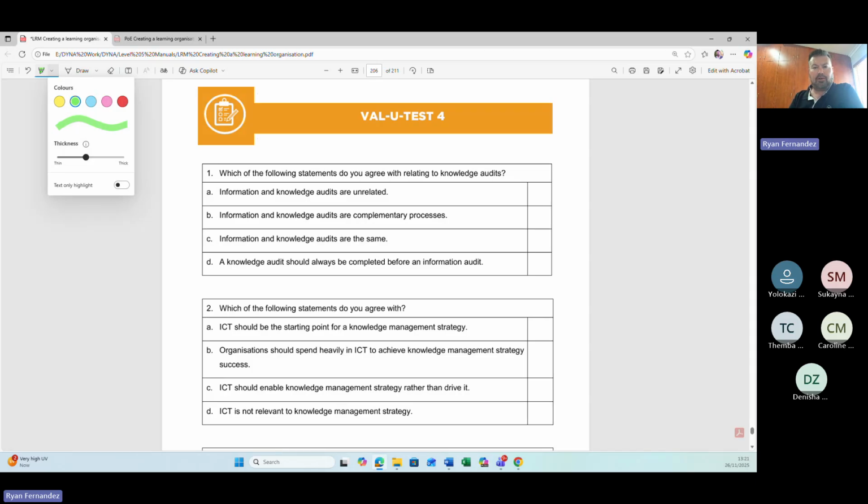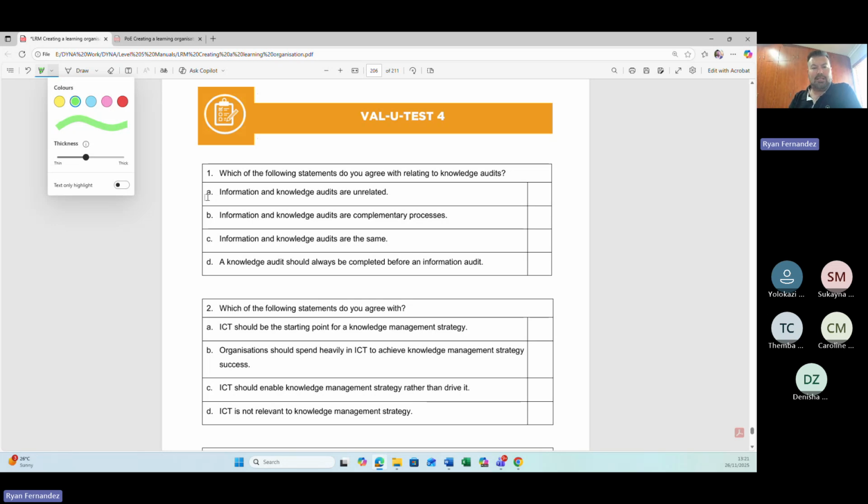Okay, so here are our 5 questions. Which of the following statements do you agree with relating to knowledge audits? Information and knowledge audits are unrelated. Information and knowledge audits are complementary processes. Information and knowledge audits are the same, and a knowledge audit should always be completed before an information audit.